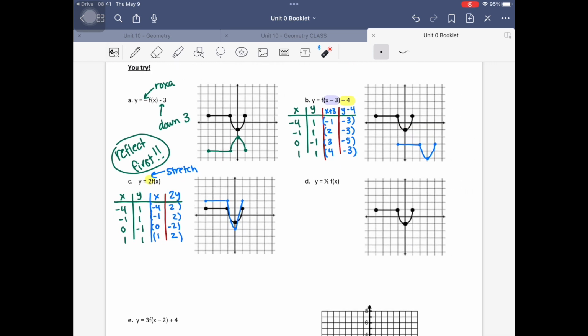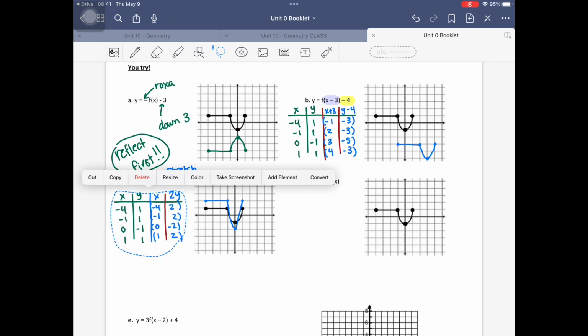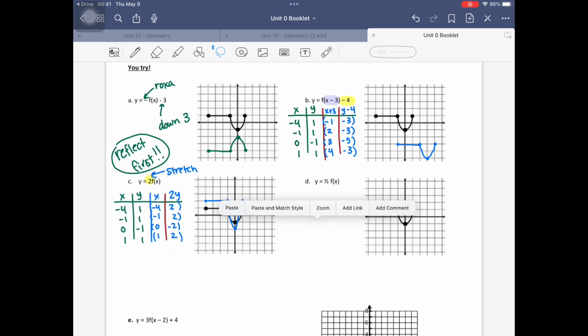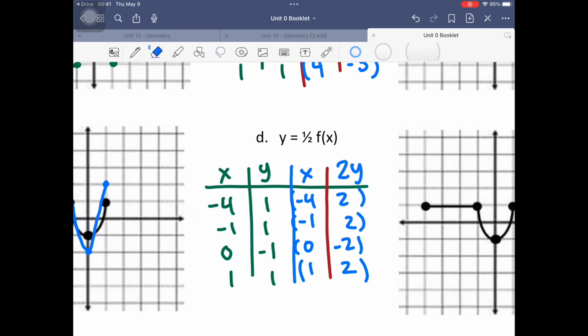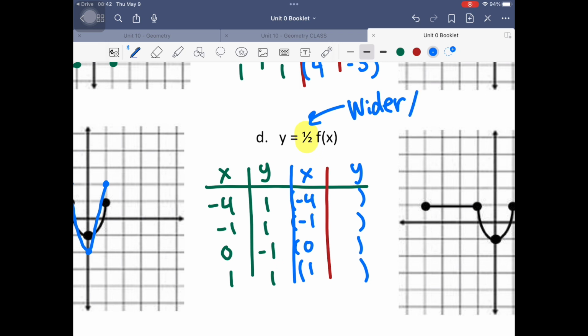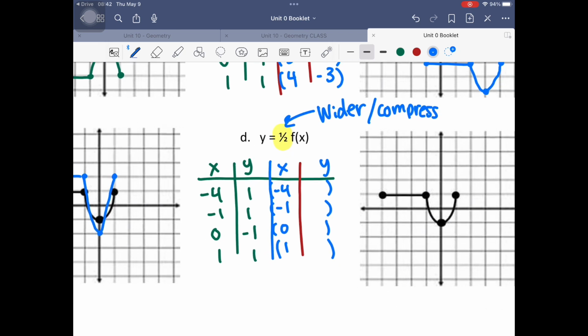Let's go ahead and do this next one right here. Again, I'm going to copy this whole table and put it over here because all the values are going to be the same, more or less, except for the y's. And I notice that is because, look, here's our stretch. Actually, this is not a stretch. We can also say it's compressing. So this is actually going to get wider, or compressed. Either way is fine.